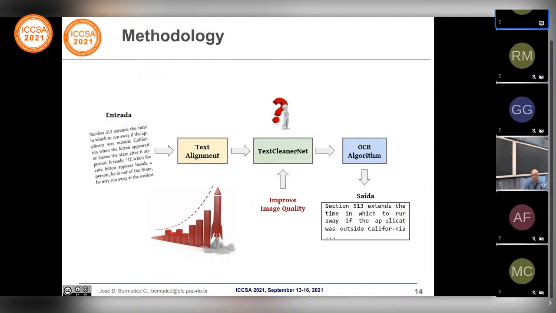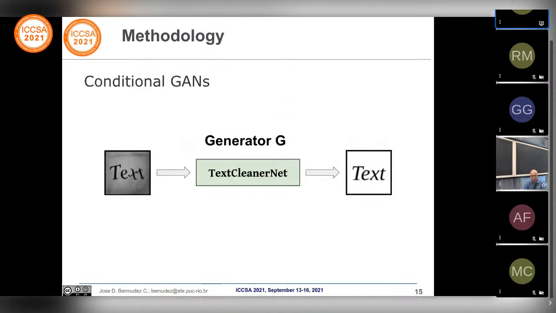And the text cleaner net, in this case, we adopted a conditional generative adversarial network. So in this conditional generative adversarial network, the generator inputs a text image with deformation, and it tries to synthesize a clean version of this image. It learns the mapping between dirty and clean images.